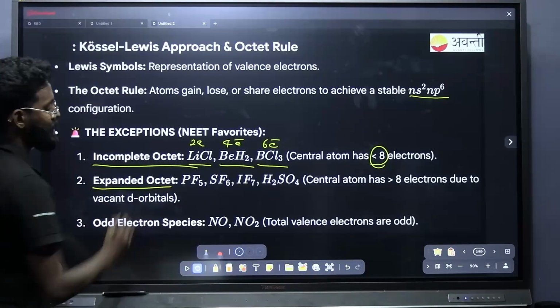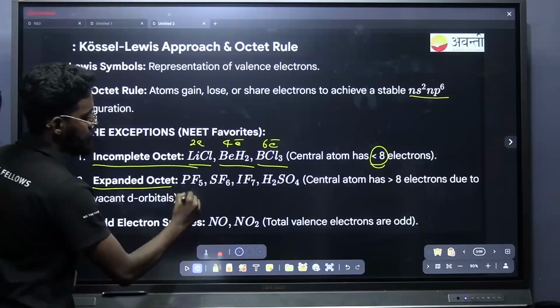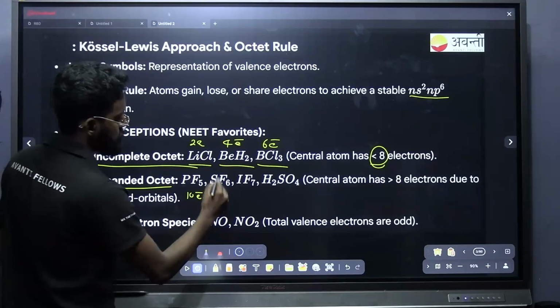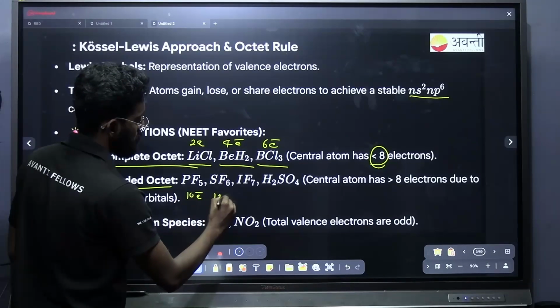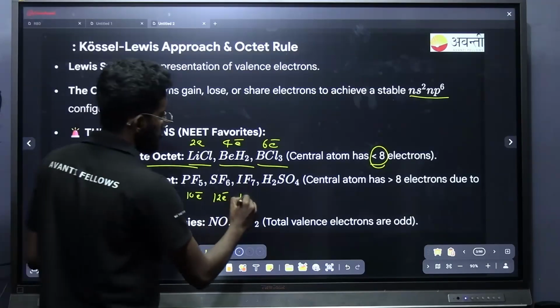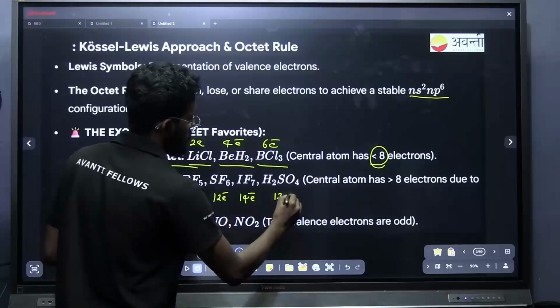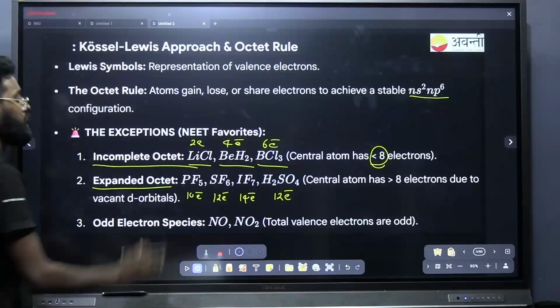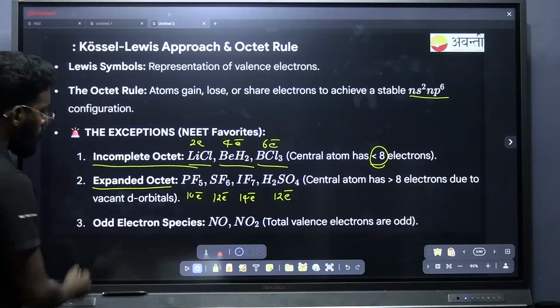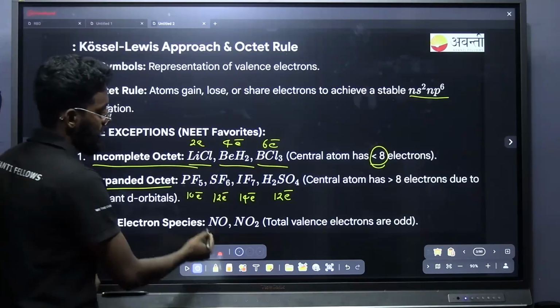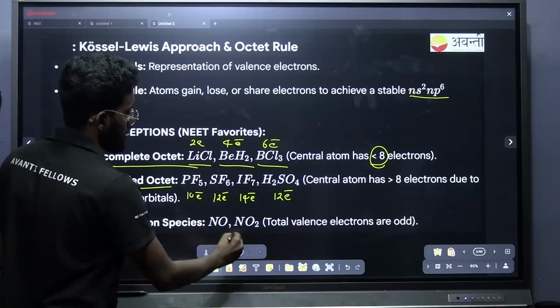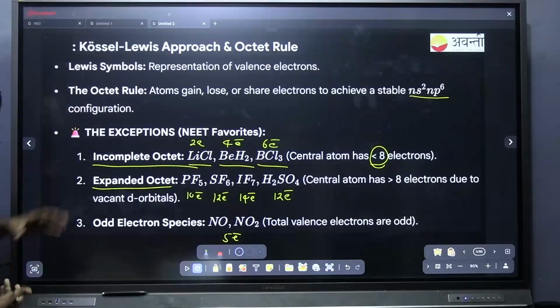And another one is expanded octet, PF5. PF5 has 10 electrons, then SF6 has 12 electrons, IF7 14 electrons, H2SO4 also has 12 electrons. So these are the expanded octet configurations. Then odd electron species, NO and NO2, they have odd numbers of electrons. So these are the species which we can say are exceptions of the octet rule. Okay, and it's a very easy question only.